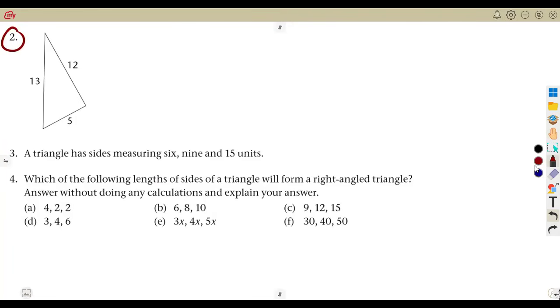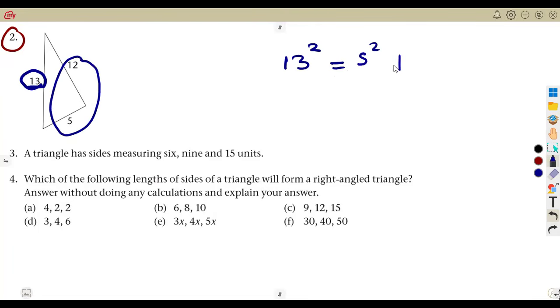So on number 2, the longest side is what? Comparing the sides, the longest side is 13. So if the longest side squared is equal to the sum of the squares of the shorter sides, these are the shorter sides, 5 squared plus 12 squared.